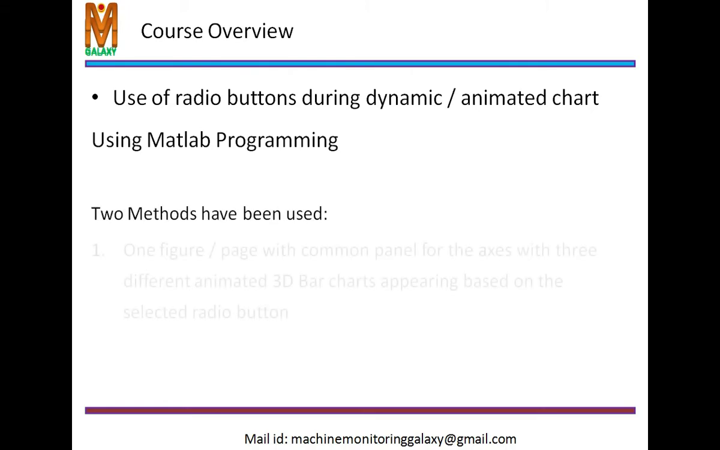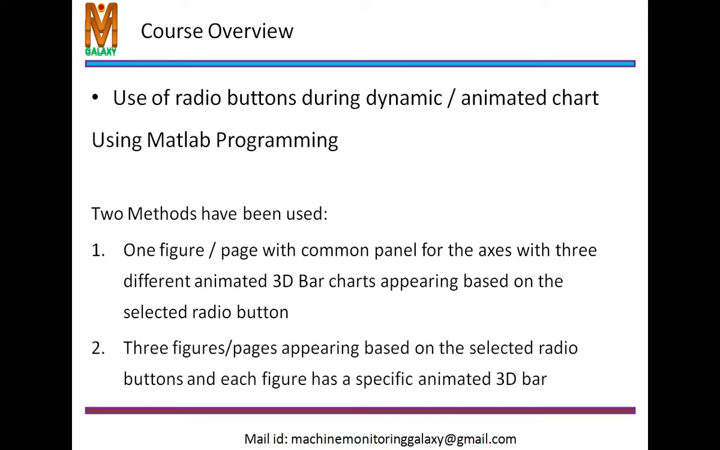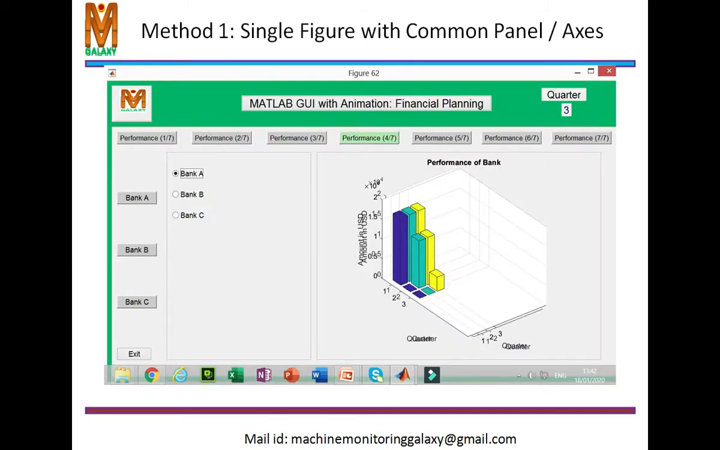We will discuss two methods. One with a single figure with a common panel for the axis, with three different animated 3D bar charts appearing based on the selected radio button. And the second method is to have three figures appearing based on the selected radio buttons, and each figure has a specific animated bar chart.